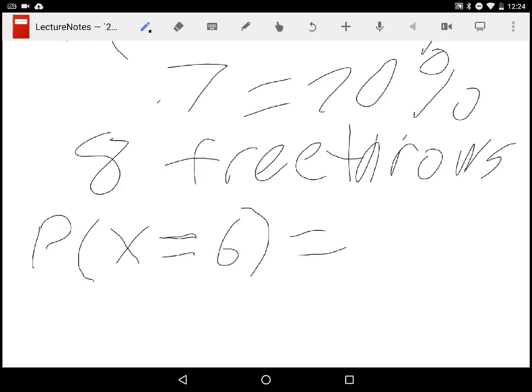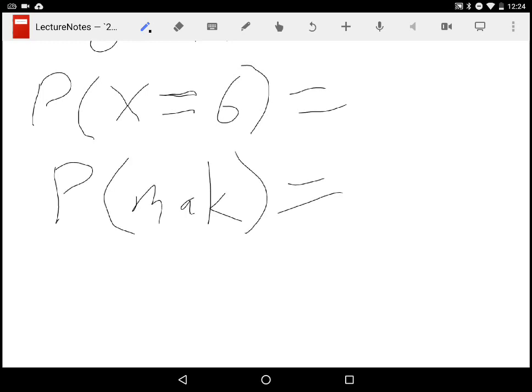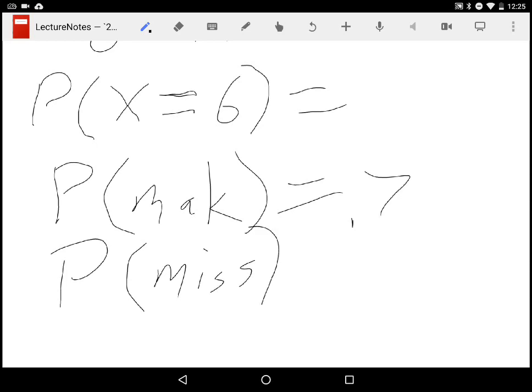Okay, so to do this, this is again a binomial problem. So we're going to have to explore a few things first. So there's two possibilities. The player either makes the free throw or he misses the free throw. So it's been given that the probability that he makes it is 0.7, which means the probability that he does not make it or he misses it would be 1 minus 0.7 or 0.3.